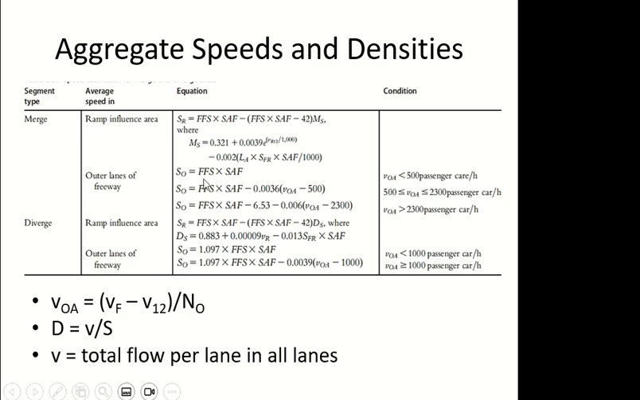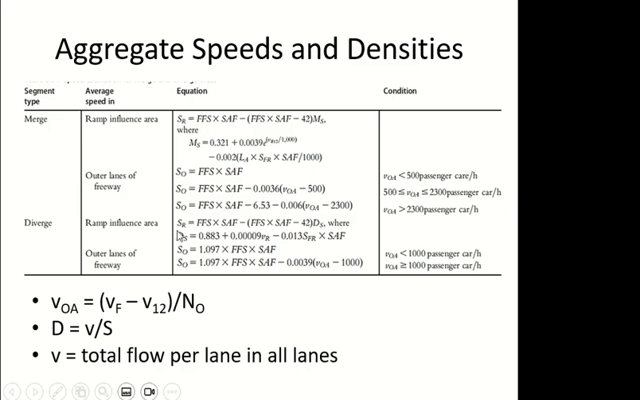For the speed in the outer lane, it depends upon how much volume you have in the outer lane. If less than 500, speed equals free flow speed. If it is between 500 and 2300, speed equals this, and this is the flow rate in the outer lane. VOA means flow rate in the outer lane. And if you have more than 2300, speed will come from here.